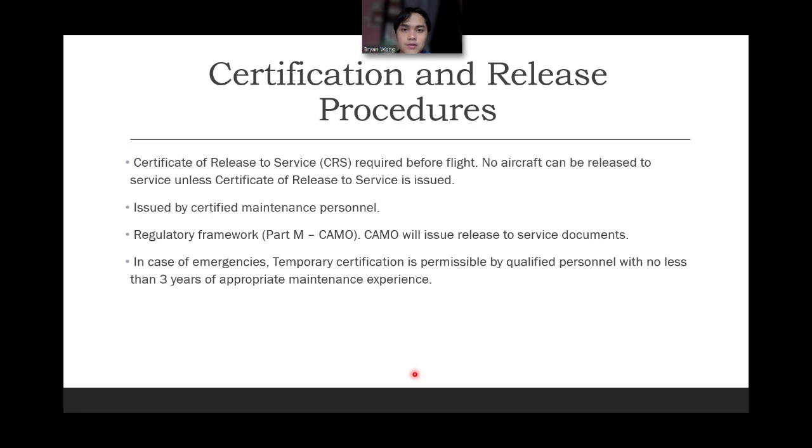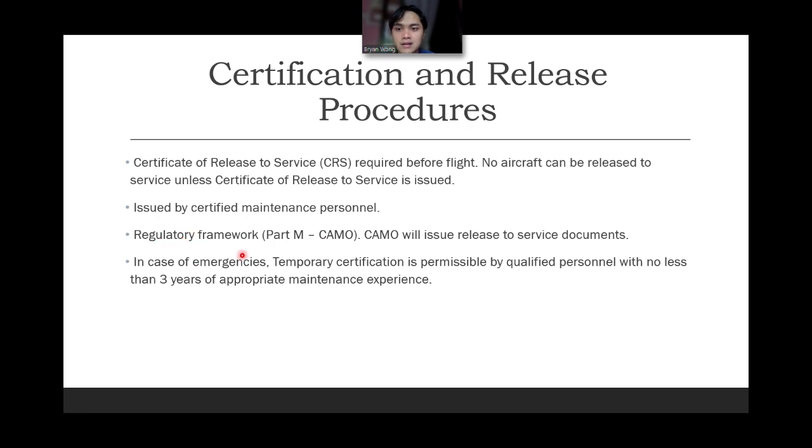Okay, so now we're going to jump into the certification and release procedures. What is this? Certificate of Release to Service, CRS. CRS is a document required before flight. No aircraft can be released to service unless a Certificate of Release to Service is issued. It is issued by the certified maintenance personnel.